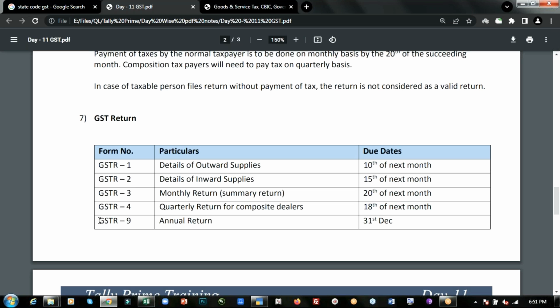Then comes GSTR9. It is the annual return for regular and composite dealers both. The due date is 31st December. GSTR9, both dealers will file, composite and regular. So guys, are these GST returns clear? If you have any confusion, then you can ask.